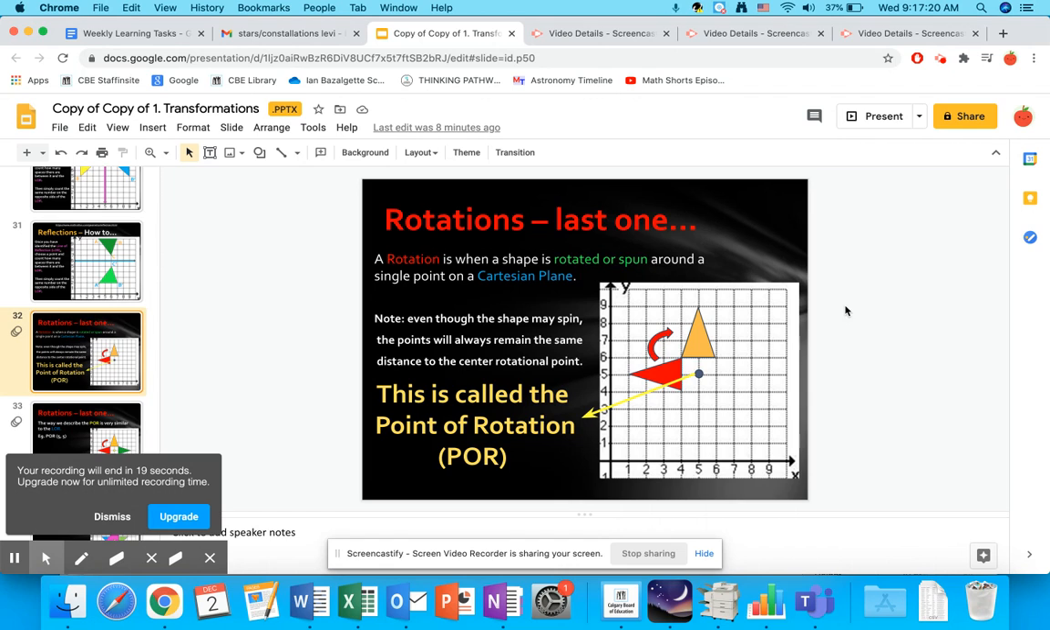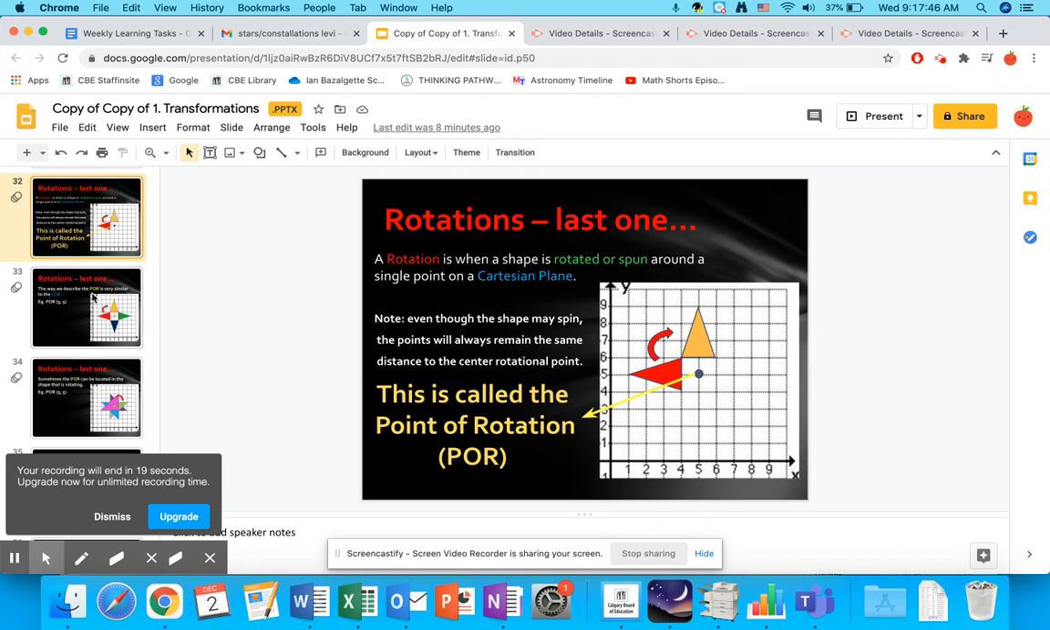So when it comes to rotation, usually just like the lines when it comes to reflections, there's going to be a dot where you spin something around. Okay? So here, the original shape is the red triangle. This is a point of rotation, so where it rotates at, and then it spins. So if it spins, then it's going to be a rotation.